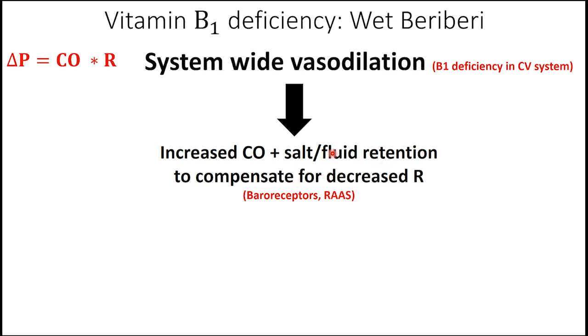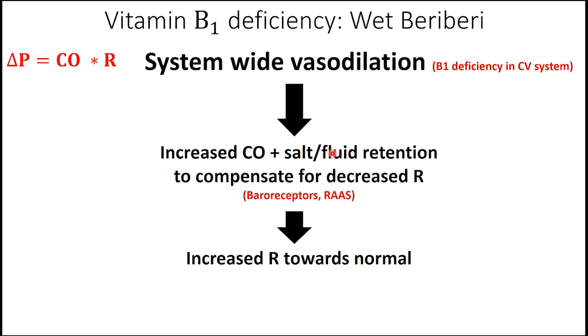Vasodilate, decreased resistance. So in order to get blood pressure up towards normal, we're going to have to increase cardiac output. That's going to be mediated through the baroreceptor reflex. And how we increase cardiac output is we increase heart rate and increase stroke volume. We increase the sympathetic output and decrease the parasympathetic output. We increase salt and fluid retention via the renin-angiotensin-aldosterone system. I'm not going to go into the details here on that.